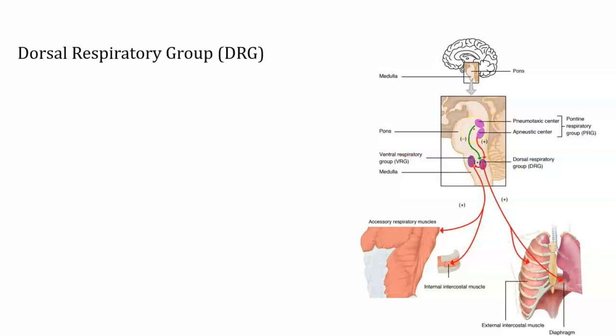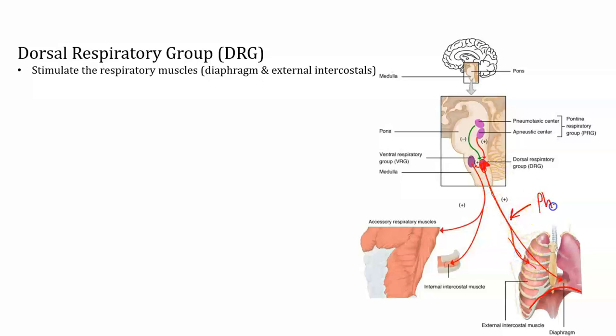The dorsal group, the one in the back, stimulates your diaphragm and your external intercostals. So here's your diaphragm. They have these interneurons that connect with the motor neurons that are going down to specifically the muscles. If these get activated, they can catch those motor neurons going down to the muscles and turn them on. One big nerve that would do this is called the phrenic nerve. This is the one that goes down to your diaphragm, and it would cause it to contract. So in other words, these stimulate your normal respiratory muscles for normal breathing.